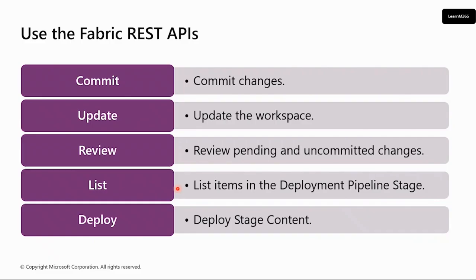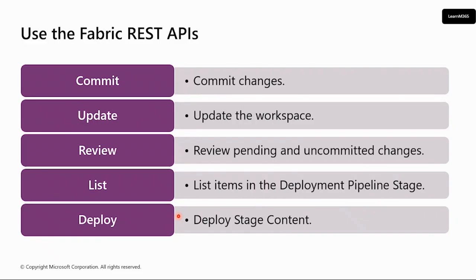Then we have list. List deployment pipeline stage items returns the supported items from the workspaces assigned to the specified stage of the specified deployment pipeline. That is what list deployment pipeline stage items does. Then we have deploy, where we can deploy the stage content. It deploys items from the specified stage of the specified deployment pipeline. That is what deploy does.